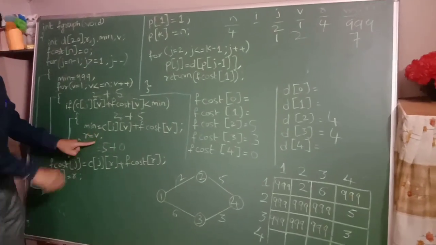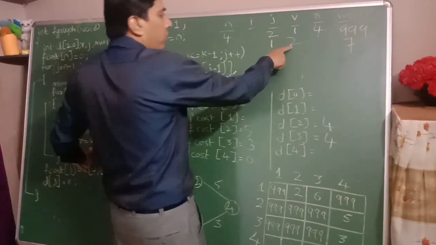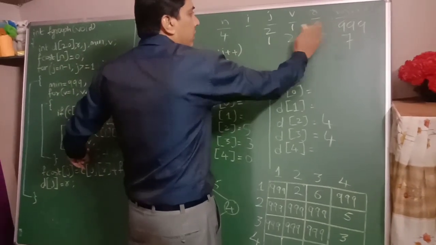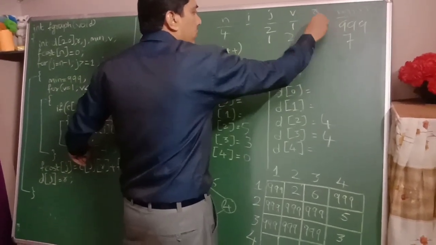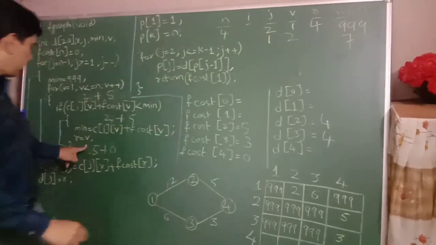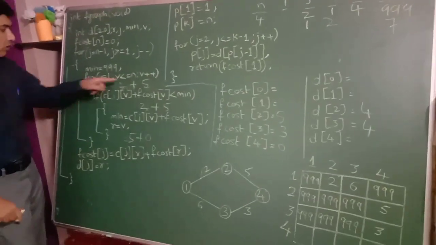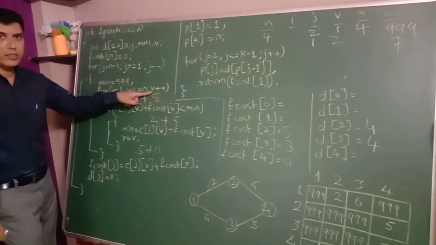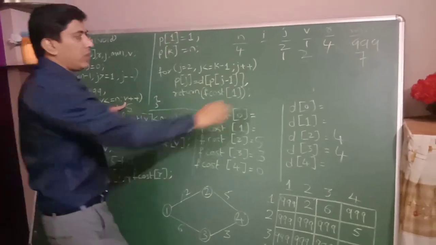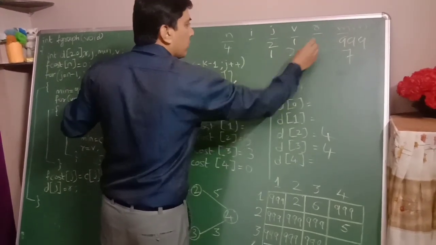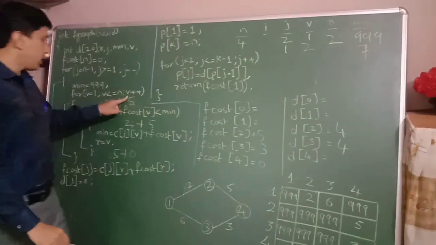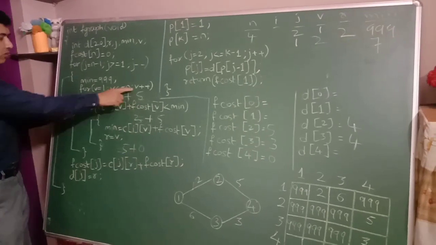Afterwards r is equal to v, right? So what is the value of v? 2. Here the value 2 is initialized to r. That is r is equal to 2, right? Sorry, it is not 4, it is r. V value is 2. Okay, then next increment the value of v by 1.